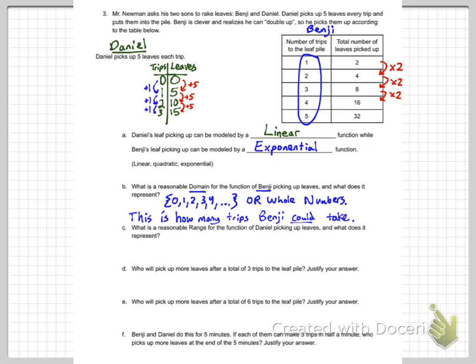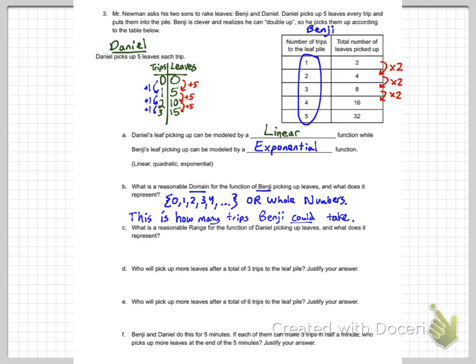The word could is very important. It's not how many trips he did take. He could take 1 trip, he could have taken 2 trips, he could have taken 3. Those are all the possible number of trips. He couldn't have taken 1.5 trips. He also could not have taken -2 trips. So the domain are all the possible trips, or the possible number of trips.